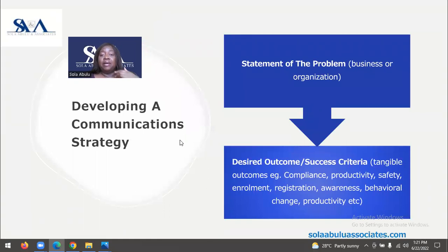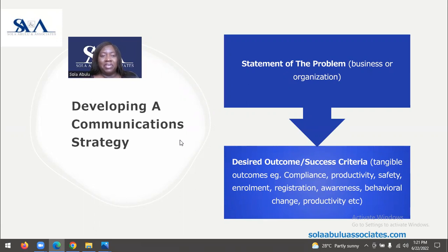And if it's productivity you want to address, then also mention productivity. If it's safety, enrollment, registration, awareness, or behavioral change, in other words, you want people to start doing something, acting in a certain way, maybe be more punctual at work, be more engaging, comply with a system or use a new management system.